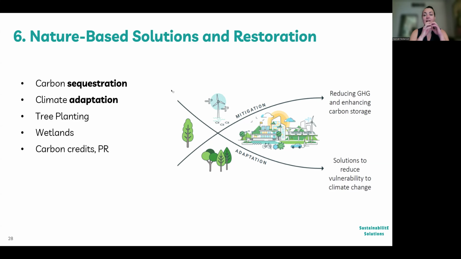And lastly, it's not just about mitigation and carbon sequestration, but things like restoring wetlands. These ecosystems are actually going to help protect us from increasing weather events.